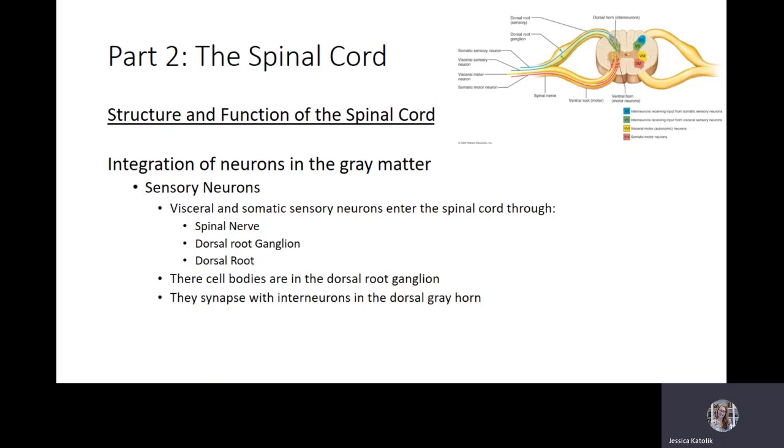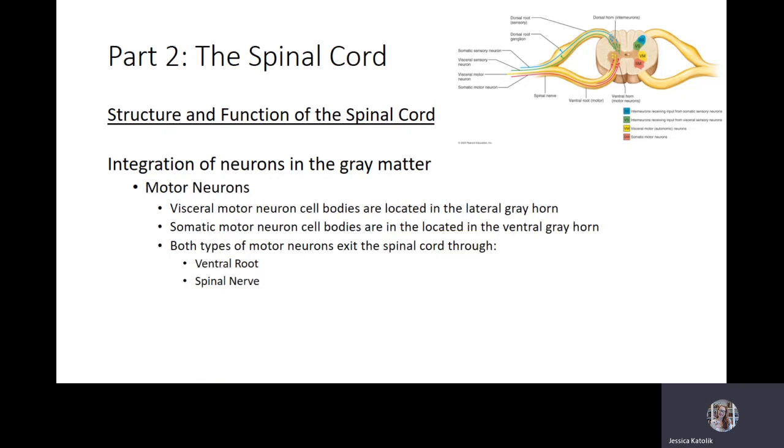So I do want to go into a little bit about how neurons are integrated in the gray matter of the spinal cord, what neurons travel where, and kind of just have a better understanding of that. I do have this written here, but I would like to go to a larger image to be able to represent this kind of figure.